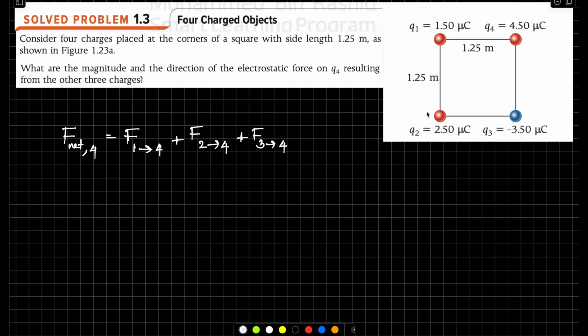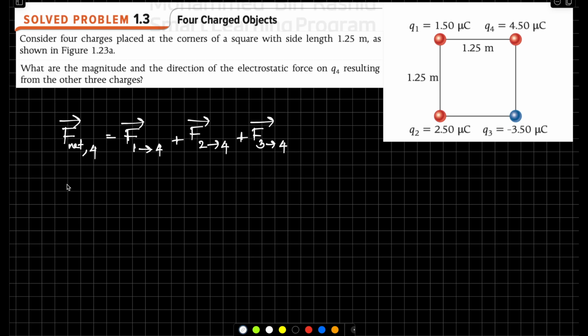It's a two-dimensional problem. We have an x-axis and a y-axis. So we are going to deal with vectors, right? These are all vectors. So we are going to find F1 to 4, F2 to 4, and F3 to 4, then add them to find the net force on 4. All right, so let's find the magnitude of F1 to 4, F2 to 4, and F3 to 4.